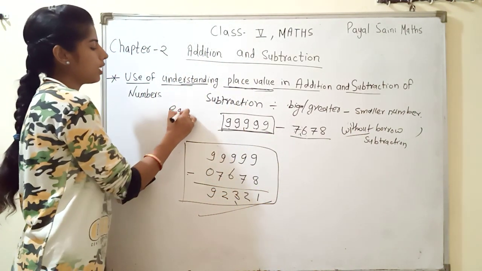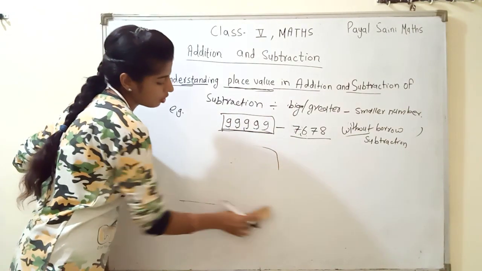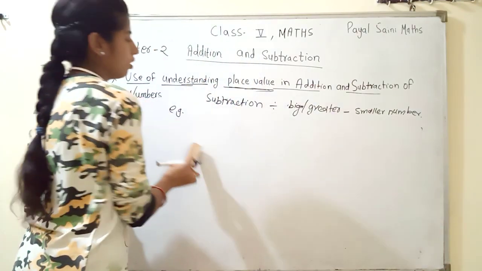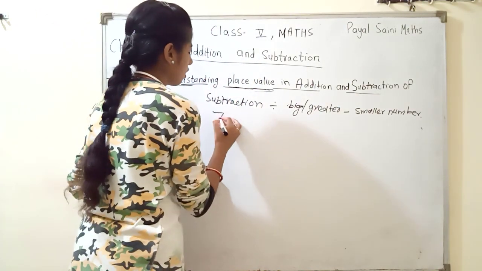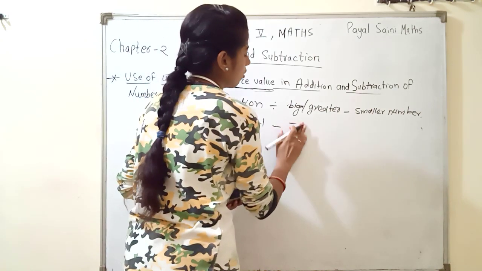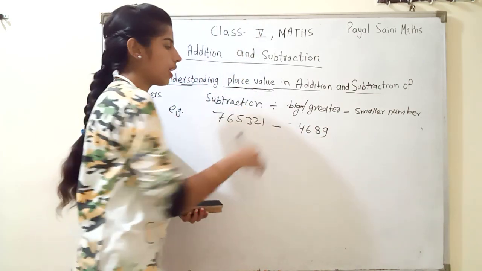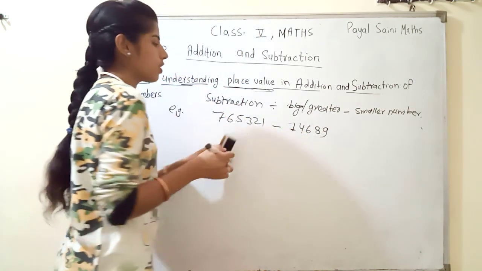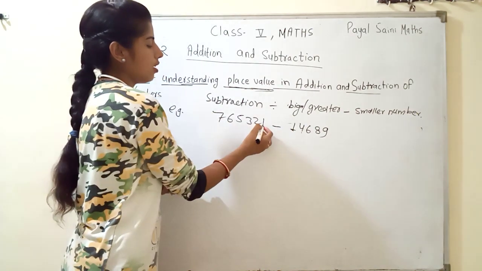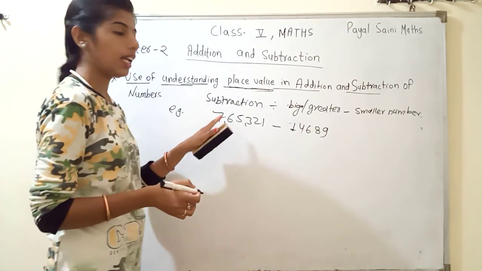Now the next example is with borrow subtraction. Then I will change your number. Then I write here your next number: 76532 minus 4689 and I write here 1. Now first we see here. First we read this number: ones, 10, 100, 1000, 10,000, lakh.